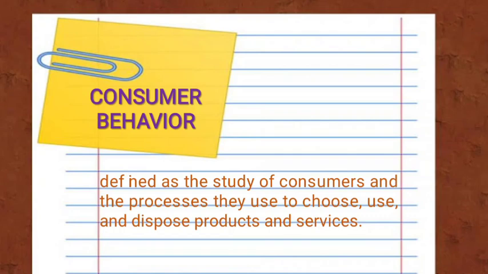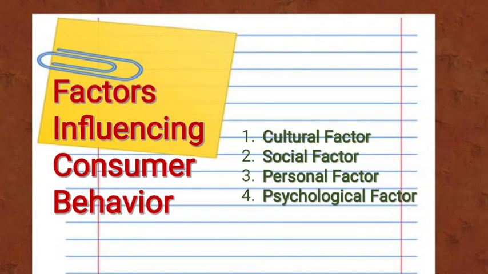So bumibili ang isang tao base sa kanyang choice, base sa kanyang usage, or base sa pag-dispose niya ng products and services. And that's all because of its behavior. And that is what we called as consumer behavior. Now, in line with that, there are factors influencing the consumer behavior. So we have here 4 factors. Actually, there's a lot of factors. However, we will be focusing on these main 4 factors that influence the consumer behavior.